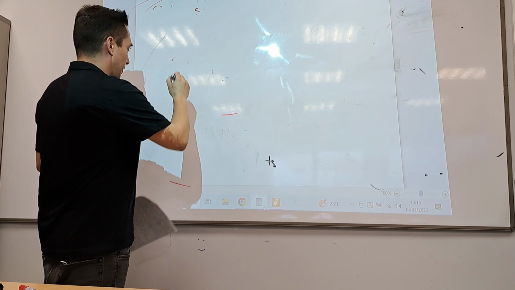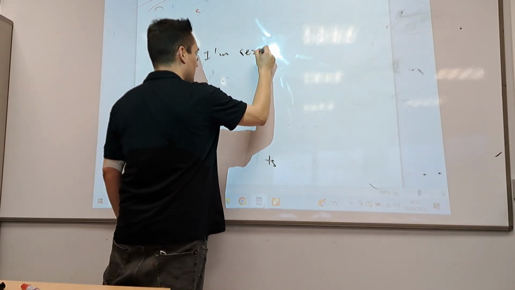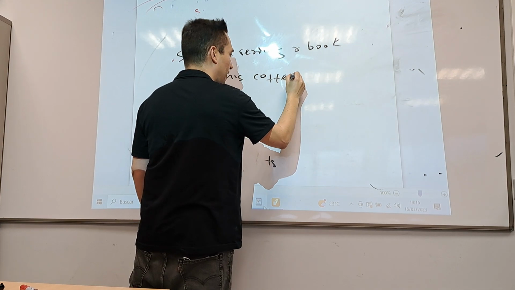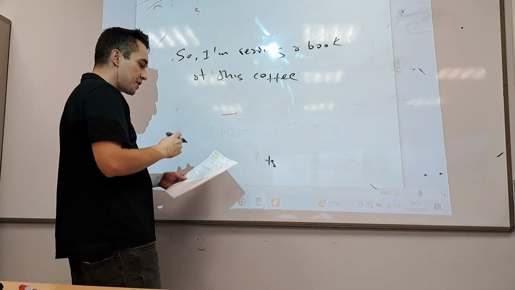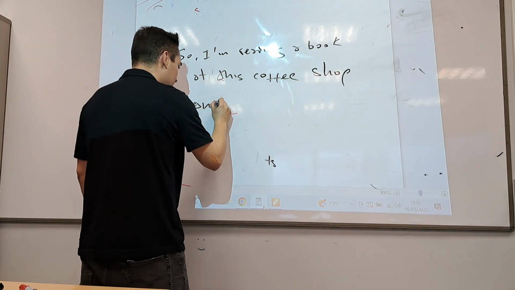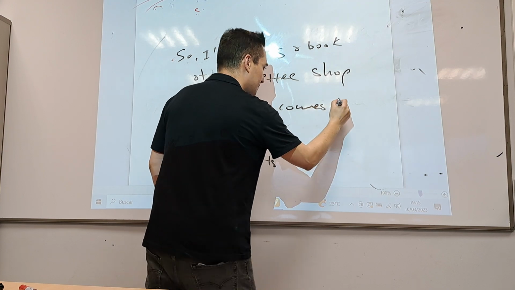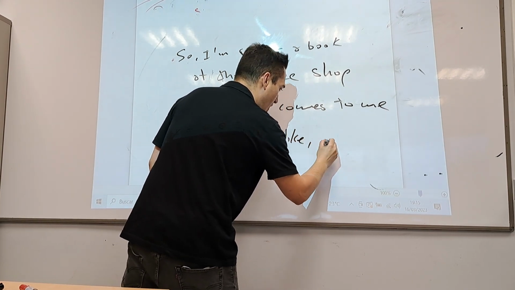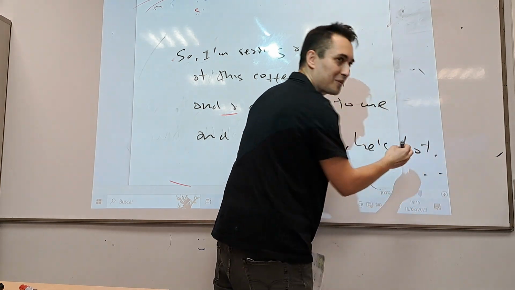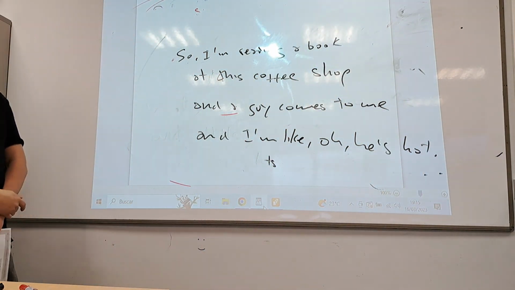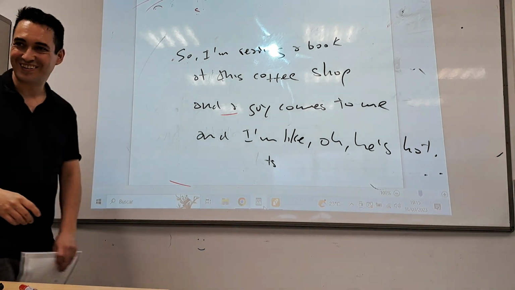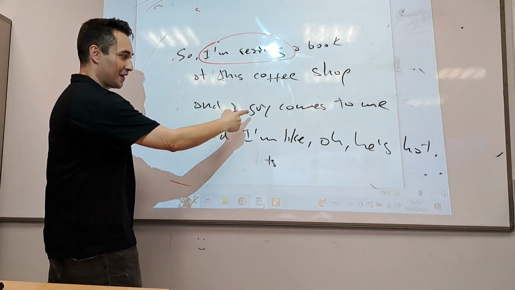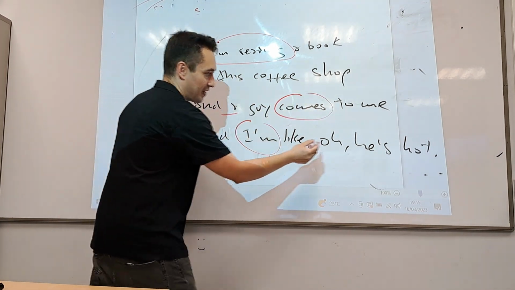Okay, I'm going to tell you an anecdote. So I'm reading a book at this coffee shop. I don't know why I'm using sort of American accent. And a guy comes to me. And I'm like, oh, he's hot. The first thing that came to my mind. Okay, again, tenses here, this is informal, yeah? I'm reading, present simple. A guy comes to me, and I'm like, he's hot.